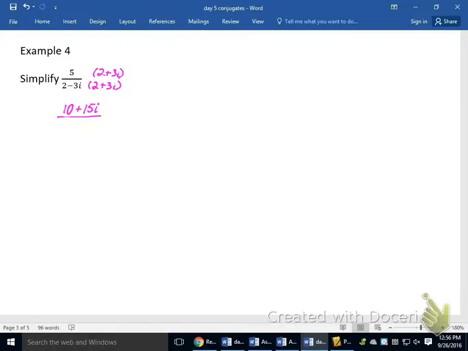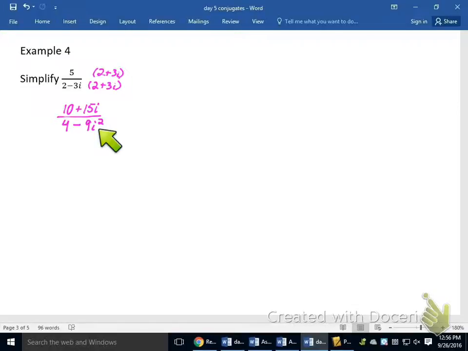Now on the denominator, remember, a squared minus b squared. My a is 2, so that squared is 4. Minus b squared. My b is 3i. When I square that, I get 9i squared. Alright, that right there is the issue. You do not want to leave that as i squared. The only i I should ever get in the answer is i to the first power.